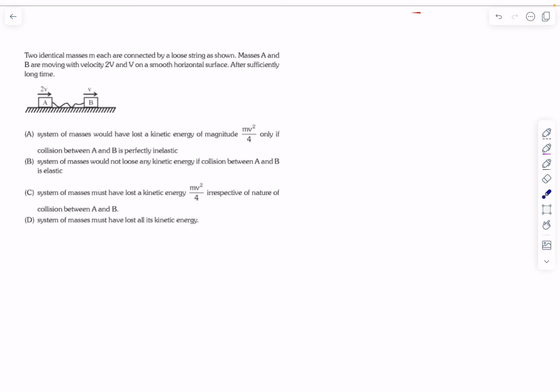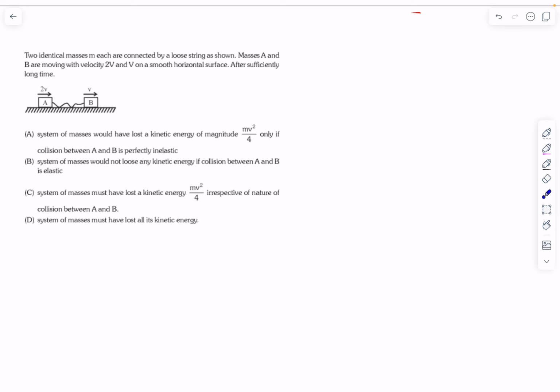First let's try to see what's happening. Initially, obviously the string won't play any role in the first part, right? So A will start approaching B because it has a higher speed, and after the collision their velocities will depend upon the type of collision, right?